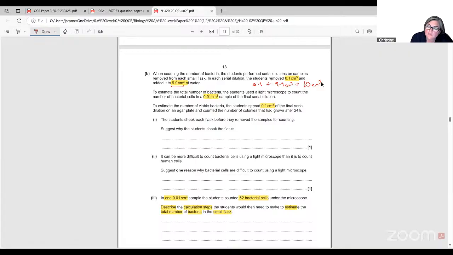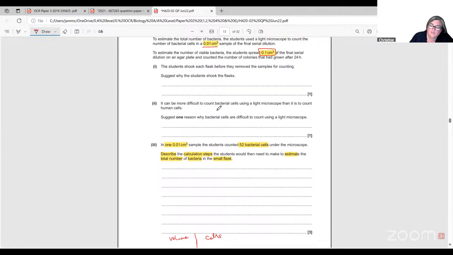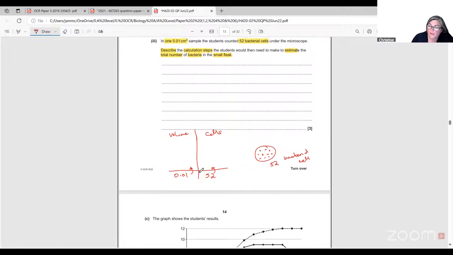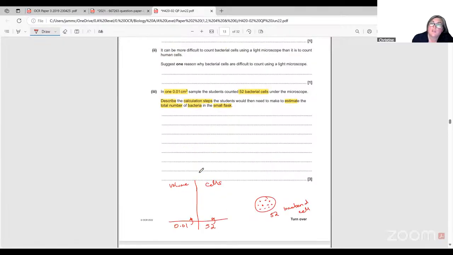Then what we need to understand, to estimate the total number of bacteria, is that the students spread 0.1 centimeter cubed of the final serial dilution on the agar plate. So they've given you lots of information here, and it's really important that you go back and look at each of them. So we know we've got 0.01. We know that there was 52.